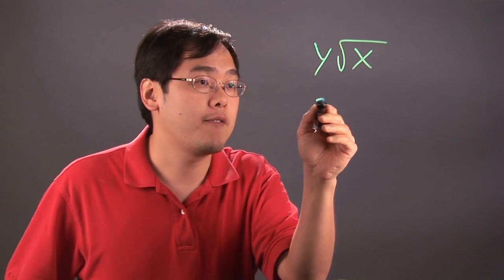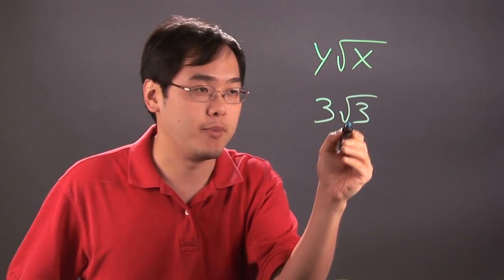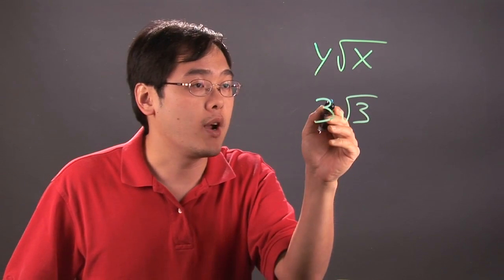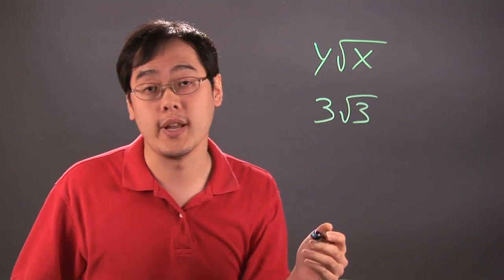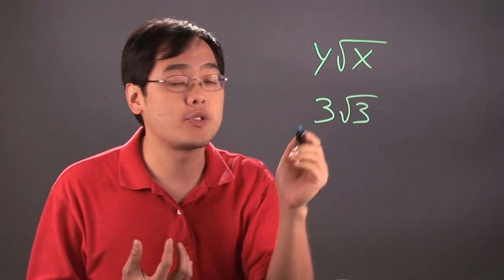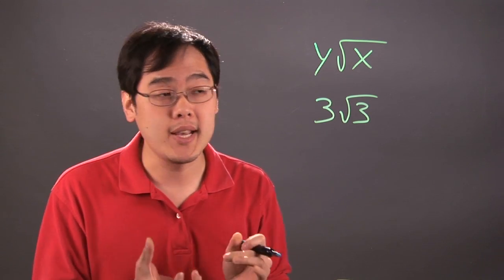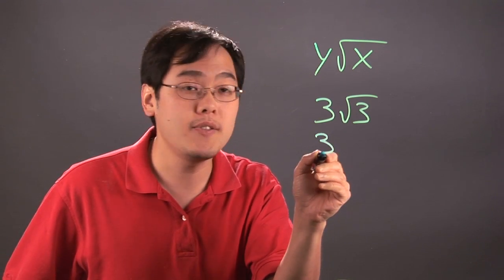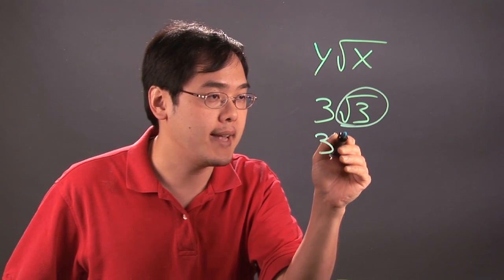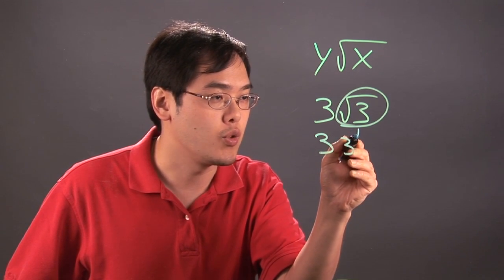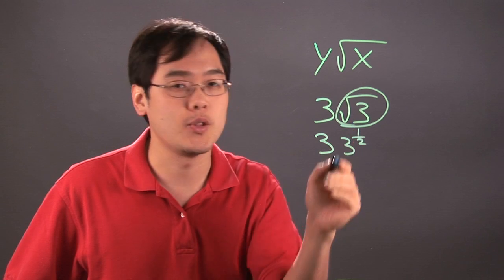Now, when you have 3 times the square root of 3, for example, you have a situation where the bases actually match, because the base here is 3 and the base here is also 3. So to multiply square roots and bases that have the same base, here's how you do it. You leave this 3 the way it is, but any square root can be thought of as that base to the 1/2 power. So this would be 3 to the 1/2 power.